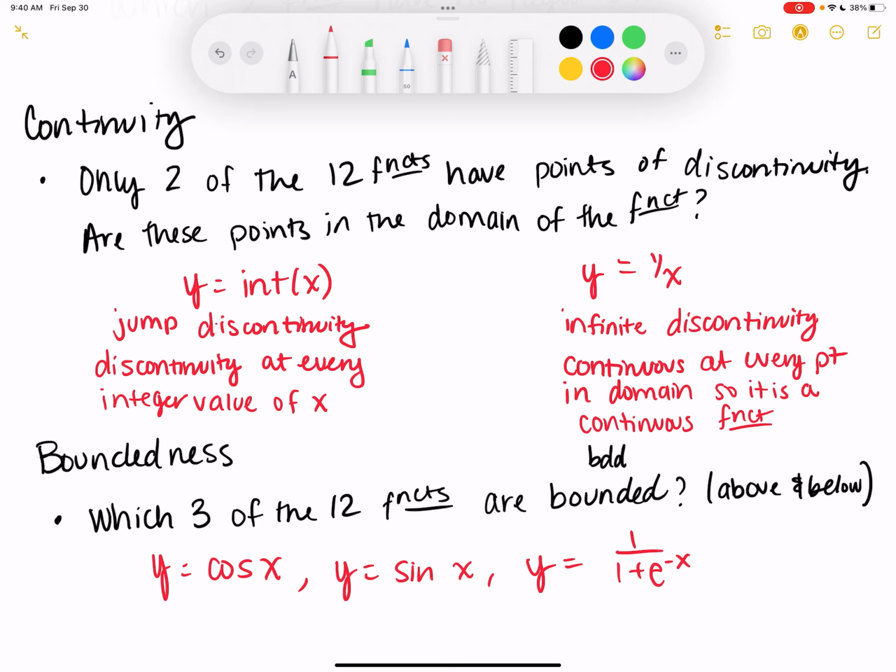How did I spell cosine? Oh my goodness. Oh, cosine rule? Yes.